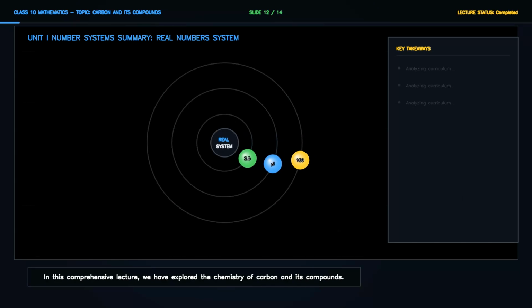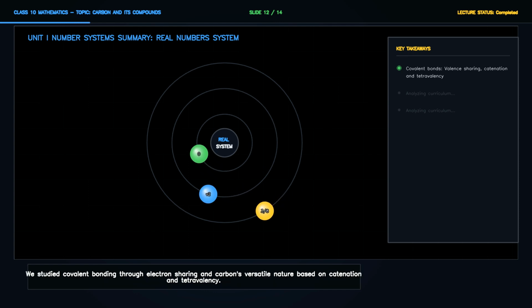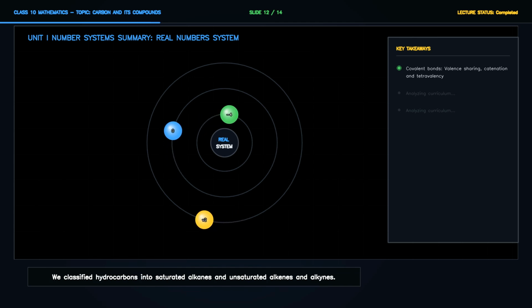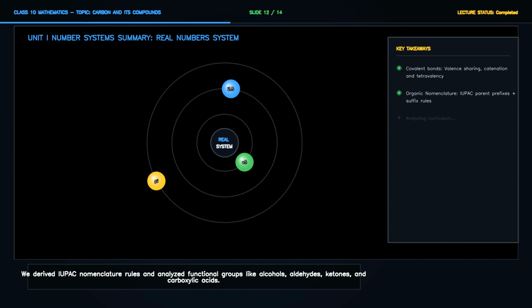In this comprehensive lecture, we have explored the chemistry of carbon and its compounds. We studied covalent bonding through electron sharing and carbon's versatile nature based on catenation and tetravalency. We classified hydrocarbons into saturated alkanes and unsaturated alkenes and alkynes. We derived IUPAC nomenclature rules and analyzed functional groups like alcohols, aldehydes, ketones, and carboxylic acids.